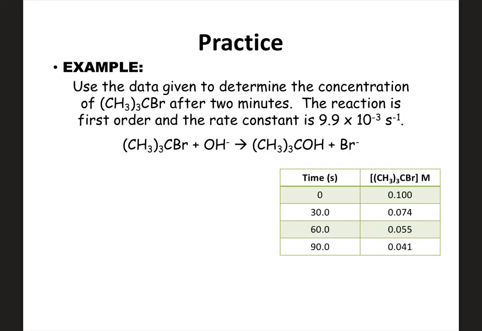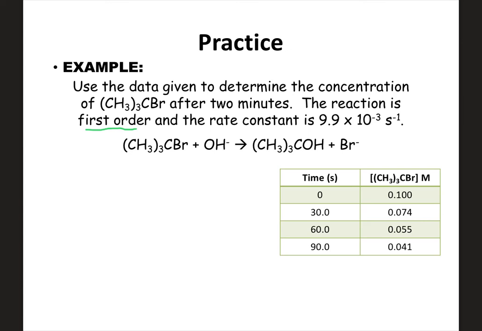Let's look at another example here. This one says, use the data given to determine the concentration of CH3CBr after 2 minutes. The reaction is first order, right? So that's important. The reaction is first order here, and the rate constant is given. So you can see the reaction. They gave us time and concentration data, but we already know the reaction is first order here.